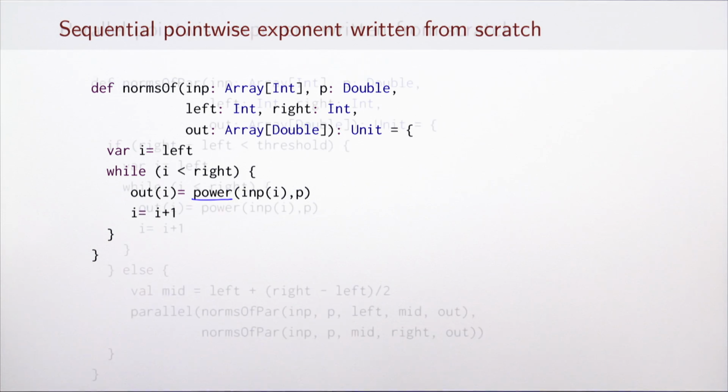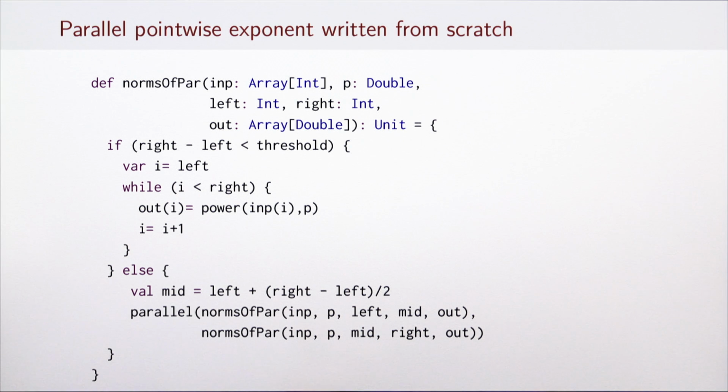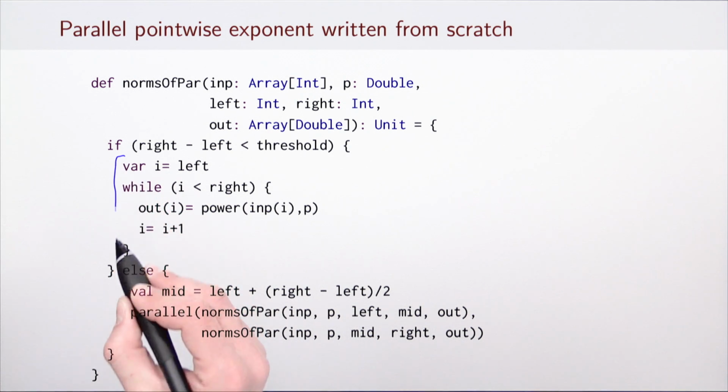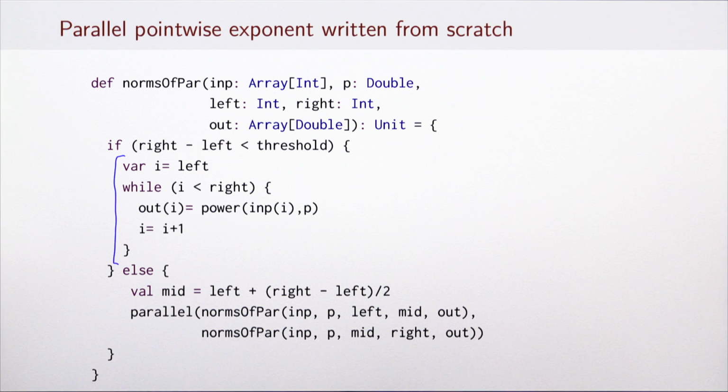There's also a corresponding parallel version, which performs this computation in the base case when the index is small enough, and otherwise invokes itself recursively in parallel, similarly as in the generic case. Now, what do you think is the relative performance of these different versions?